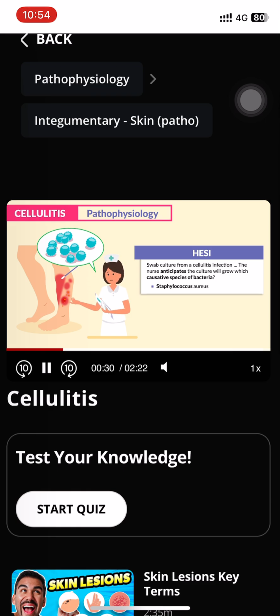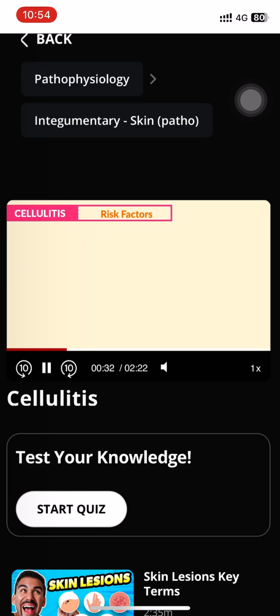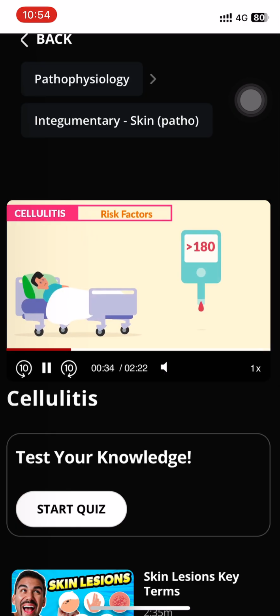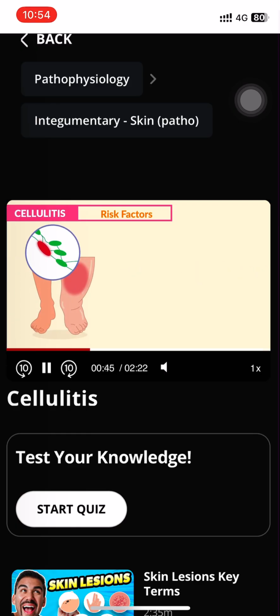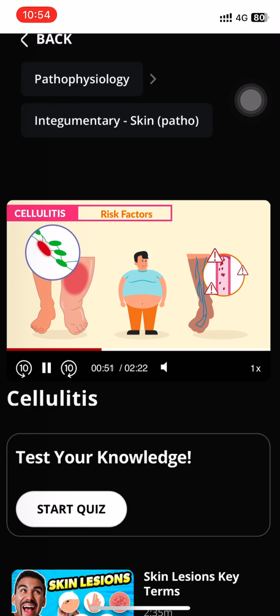Staphylococcus aureus. Now for the risk factors, this includes patients with trauma, a history of diabetes, and even history of cellulitis, and history of athlete's foot, that tinea pedis, basically a fungal infection, as well as lymphedema, obesity, and even venous insufficiencies, where blood flow is limited to the lower legs.